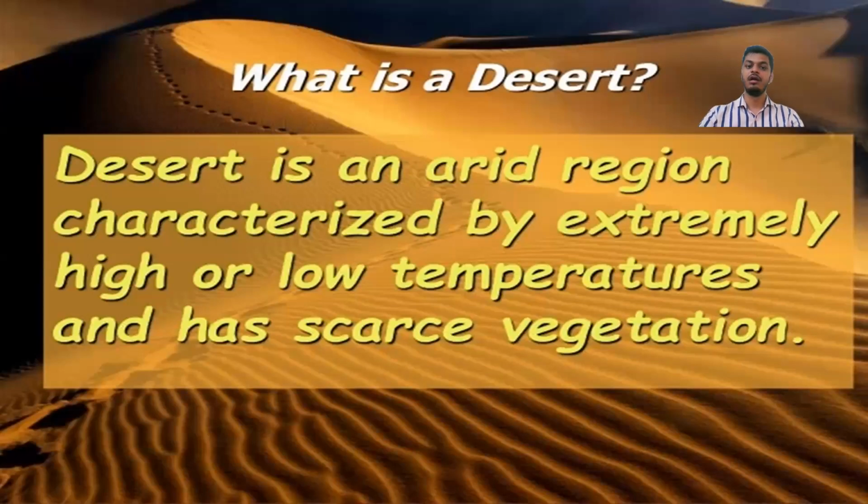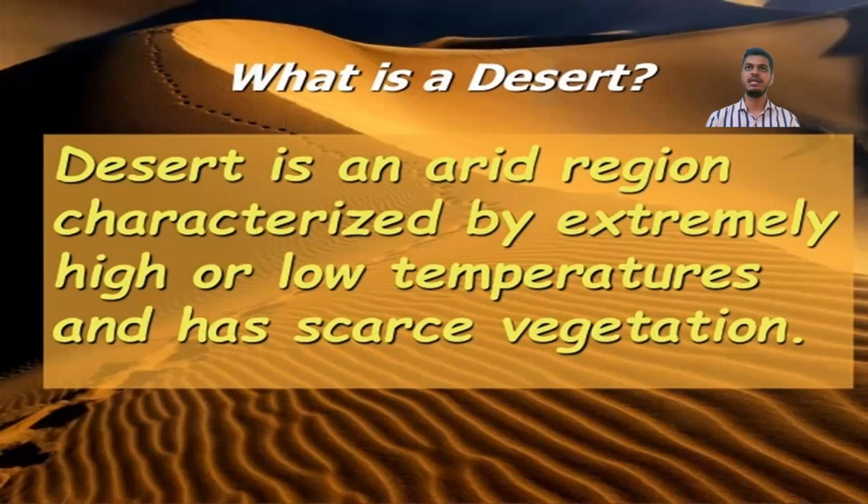Next is desert. Desert is an arid region characterized by extremely high or low temperatures and has scarce vegetation. Scarce vegetation means no vegetation or only some trees that are there in a particular habitat. The desert is the barren land where nothing grows. And you all know which animal is called the ship of the desert. Camel is known as the ship of the desert.